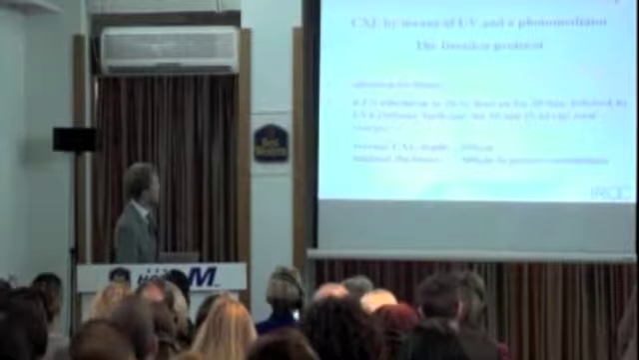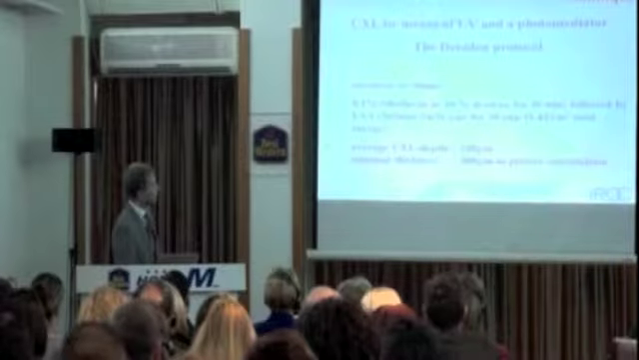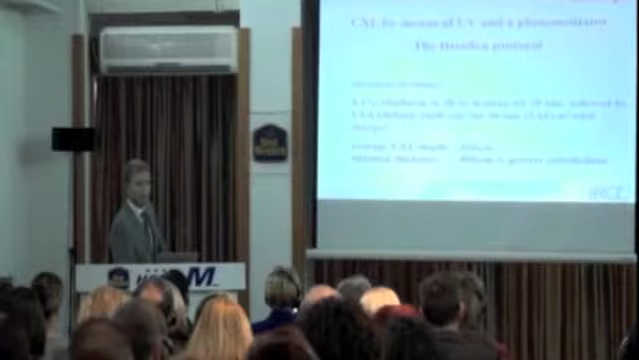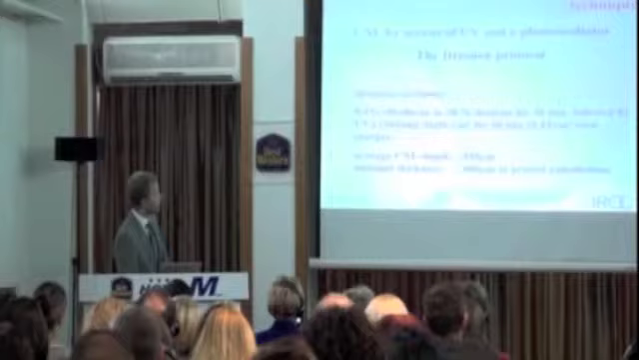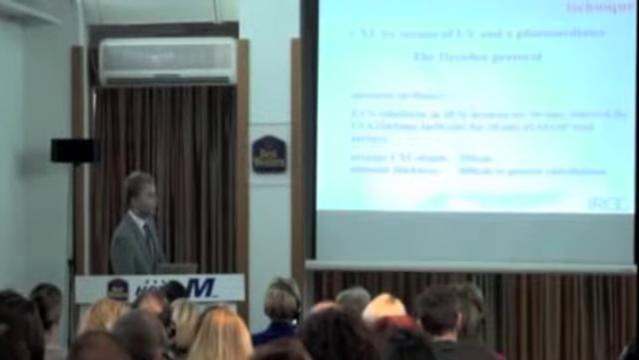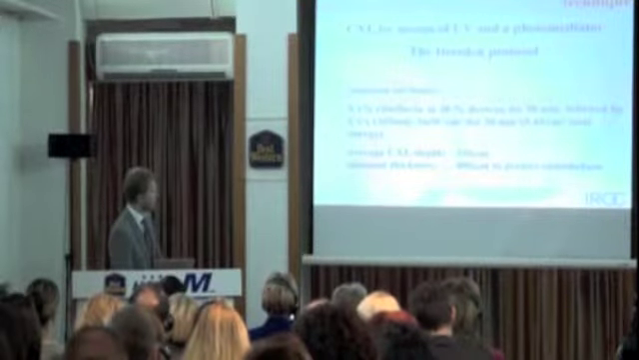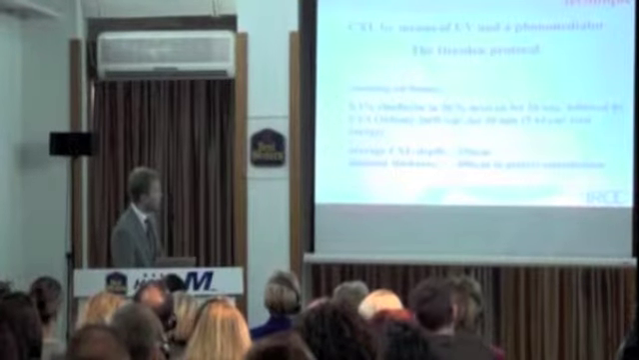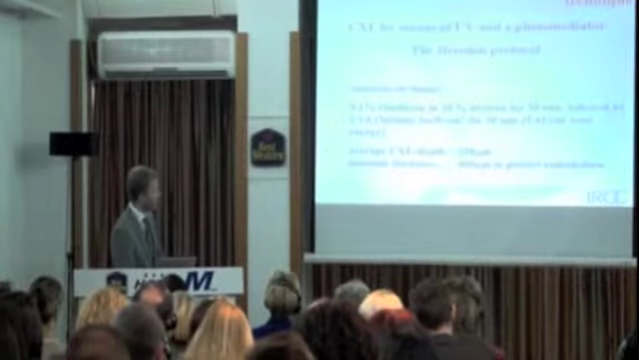So we use 0.1% riboflavin in a 20% dextran solution to keep the hydration of the cornea constant, followed by UVA irradiation of a wavelength of 365 nanometers at an energy density of 3 milliwatts per square centimeter for 30 minutes. The total energy that is applied to the cornea is 5.4 joules per square centimeter. With the Dresden protocol, we get an average crosslinking depth of the cornea of about 300 micrometers, and therefore we need a minimal thickness of 400 micrometers to protect the endothelium.